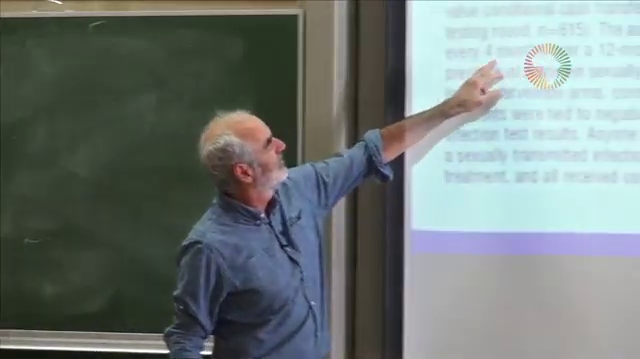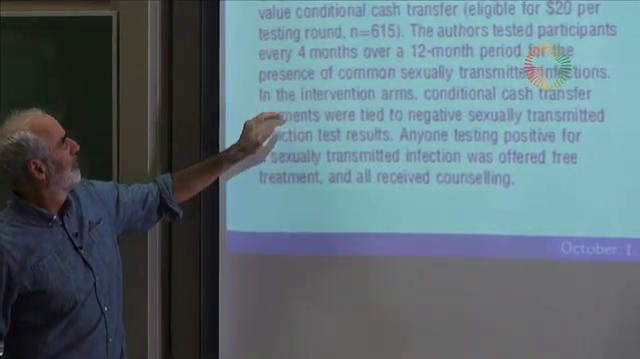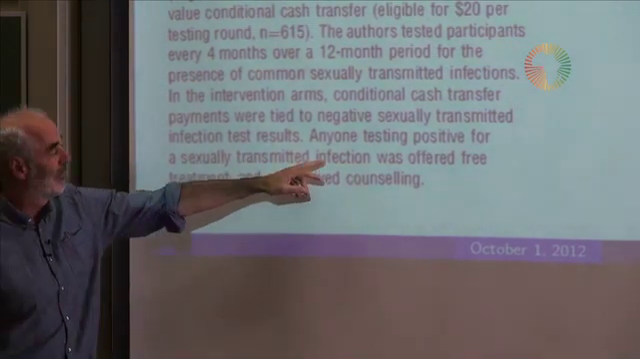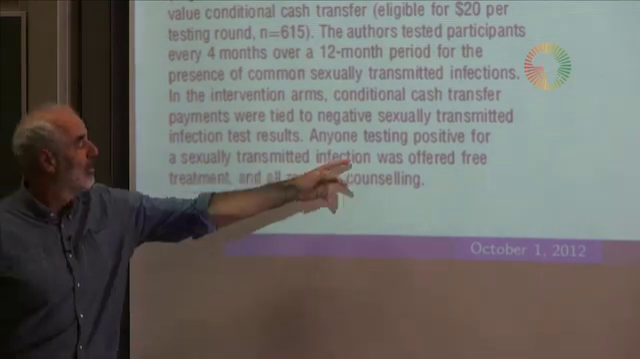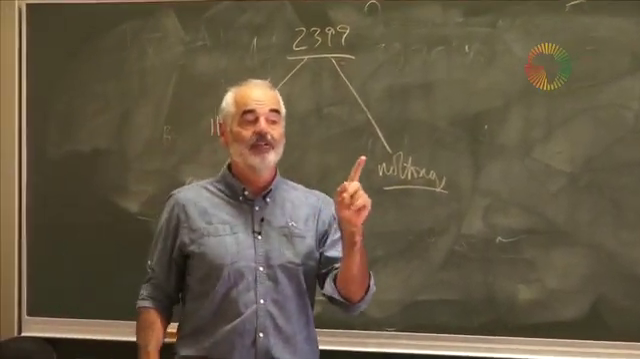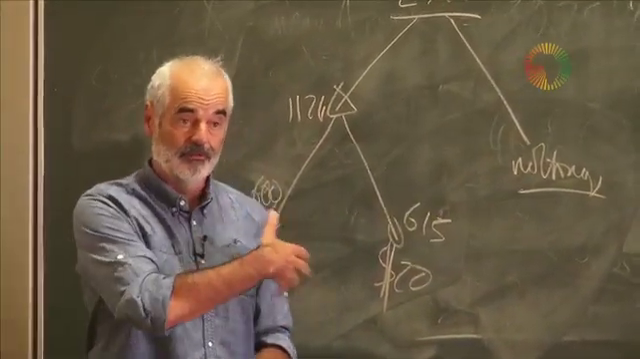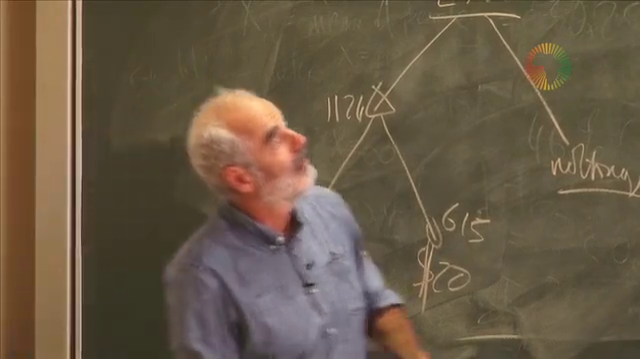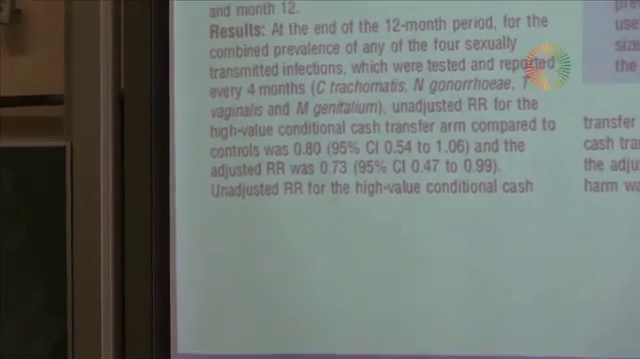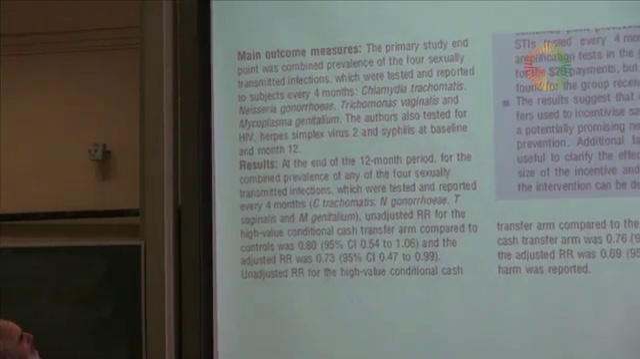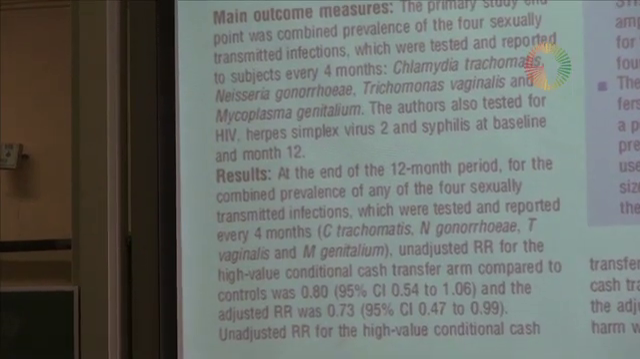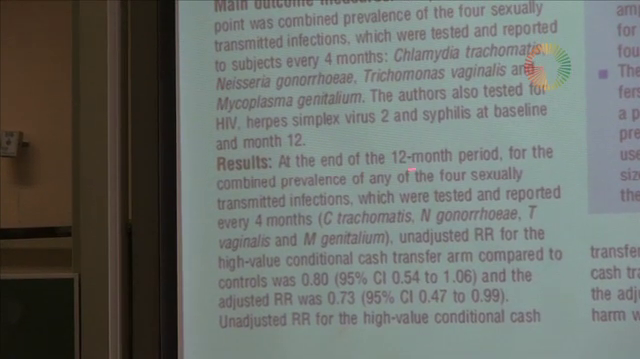They tested participants every 4 months over a 12-month period for common sexually transmitted infections. Anyone testing positive for a sexually transmitted infection didn't get the money, but they were offered free treatment and all received counselling. So that was one of the incentives: you get free medical treatment if you join the study. Okay, so the main outcome measures here. They test every 4 months for chlamydia, gonorrhea, trichomonas, and mycoplasma. And at the end of the year, they tested for HIV, herpes simplex virus, and syphilis.